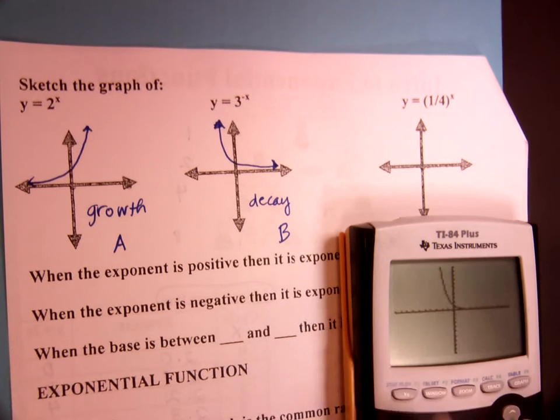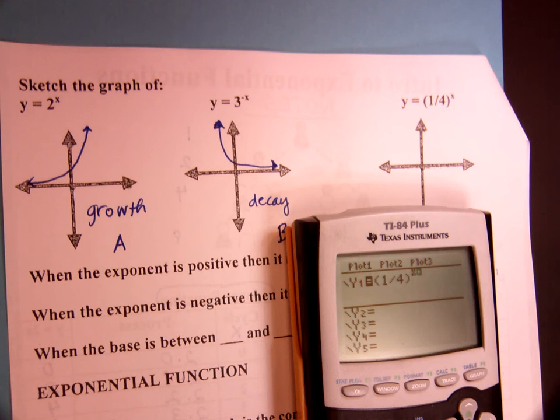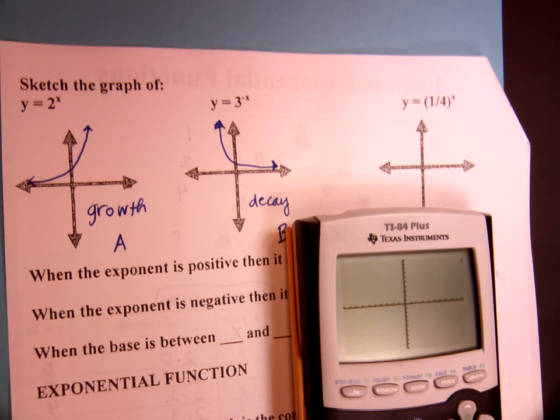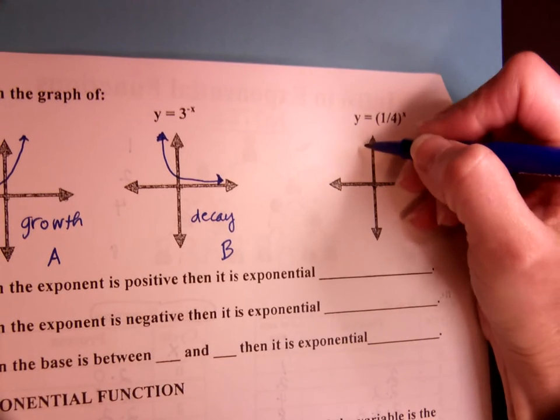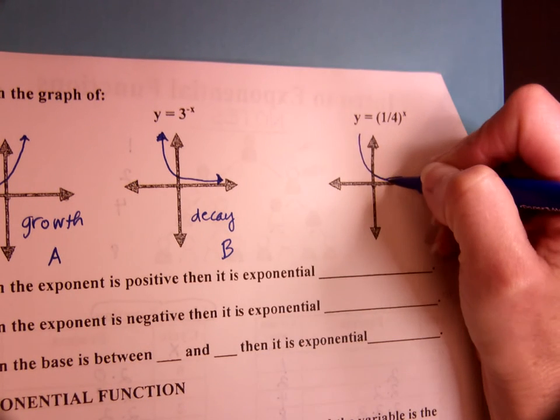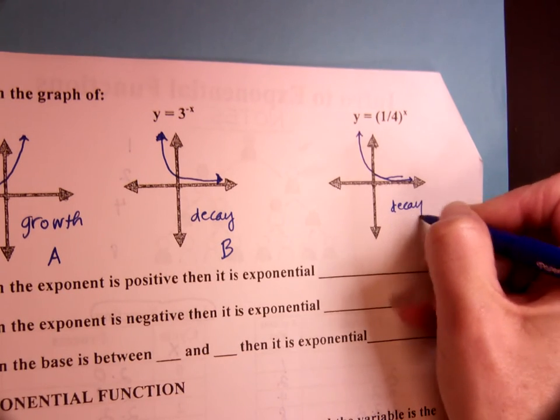Now let's do that last one. Notice you have parentheses with a fraction in it. Go ahead and type it just like you see it. It's 1/4 to the x power. Let's press graph on that one. Which one does that look like? It looks like the decay one. Sorry, that graph was a little off. So this was a decay, and we're going to call this C.